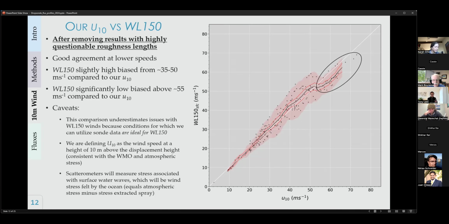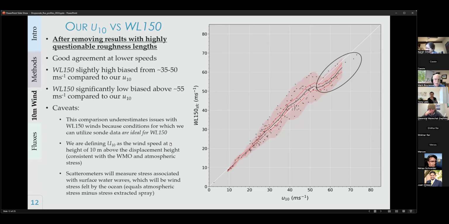We're defining U10 very differently with the displacement height. So there should be some differences, and they do show up. The scatterometers: we think about now translating this to measuring from space. Scatterometers or radiometers are going to measure a stress associated with waves. Scatterometers respond to ripples on wave surfaces, tiny short waves. Radiometers respond to white capping largely under these conditions, but it's happening at the surface. It's white capping due to waves.